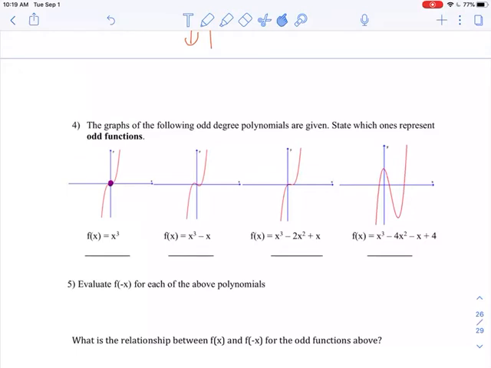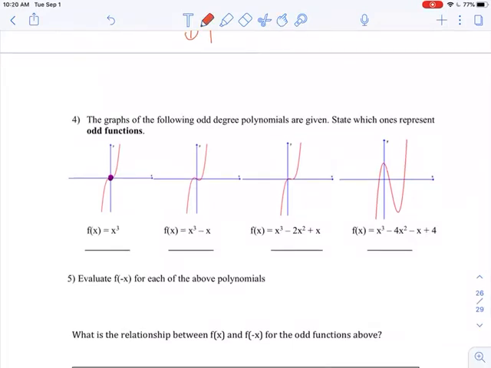Number 4, on the next page, the graphs of the following odd degree polynomials are given. State which ones represent odd functions. So these are all odd degree because you can see that they're faced in different directions, and I want to know which of these are also an odd function. If I turn the first one on the left upside down, is it the same? Absolutely. So this one is odd.